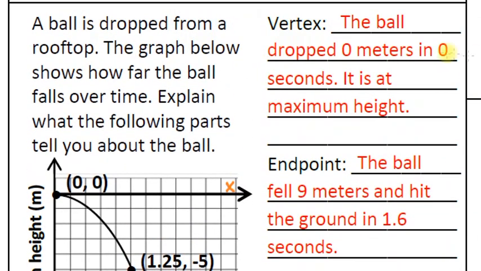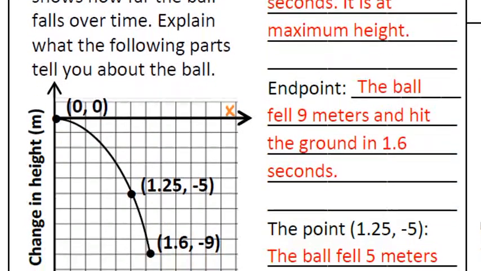Here's the first thing. If a question asks you, what does the vertex tell you? In this case, the vertex tells you the ball dropped 0 meters in 0 seconds. It is the maximum height of the ball. Notice that every point from this point forward is lower than the current dropping point. So the vertex just tells you the ball is at 0 meters, has fallen 0 meters at time 0.